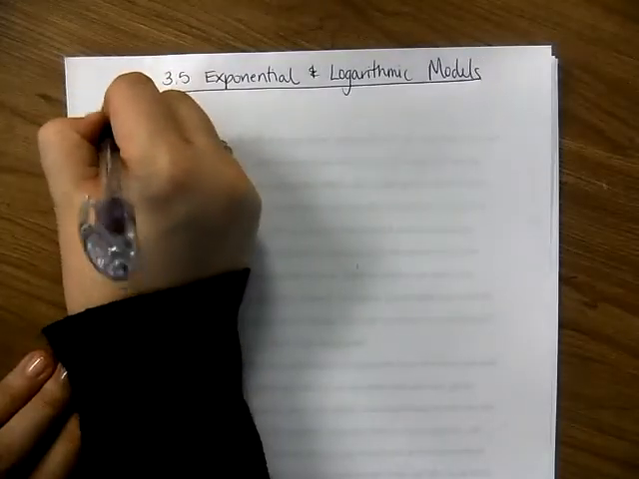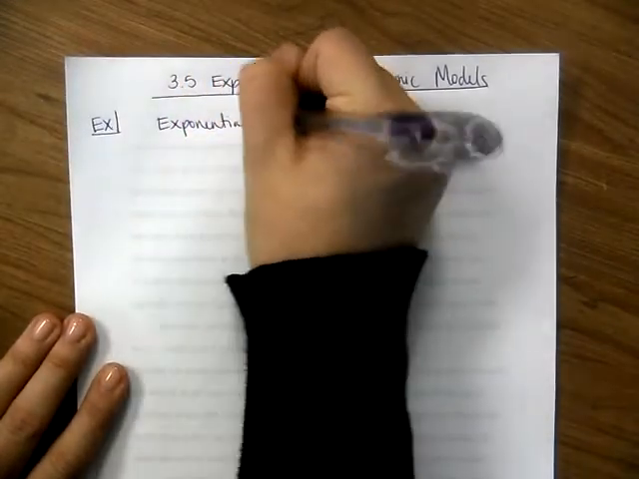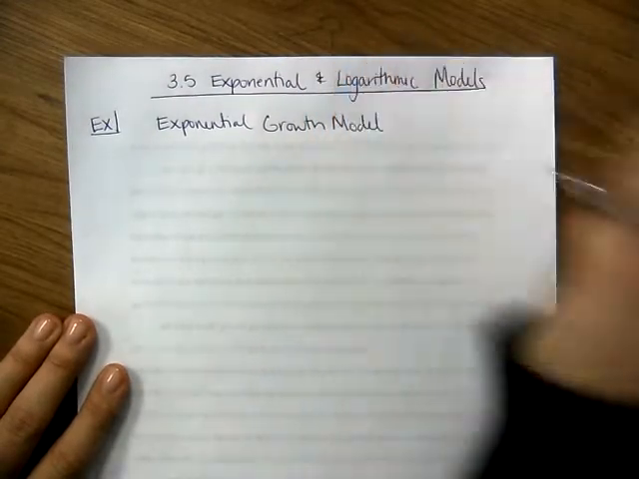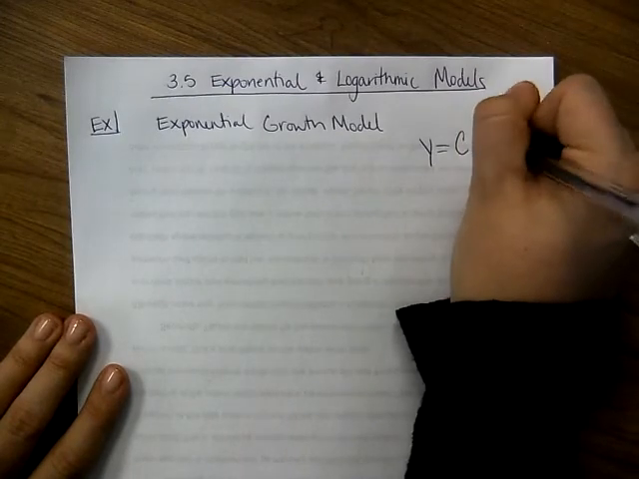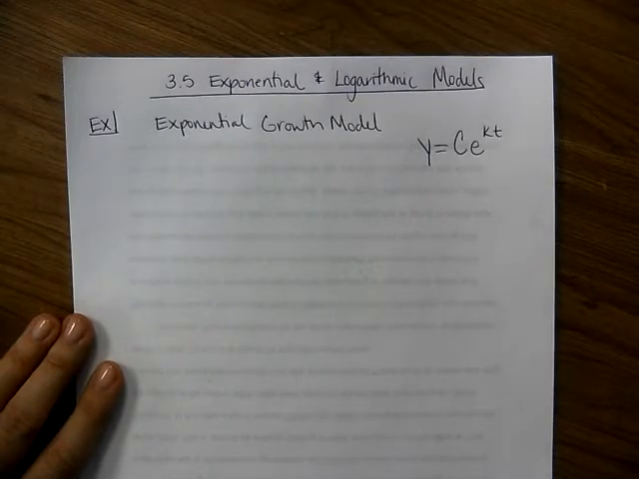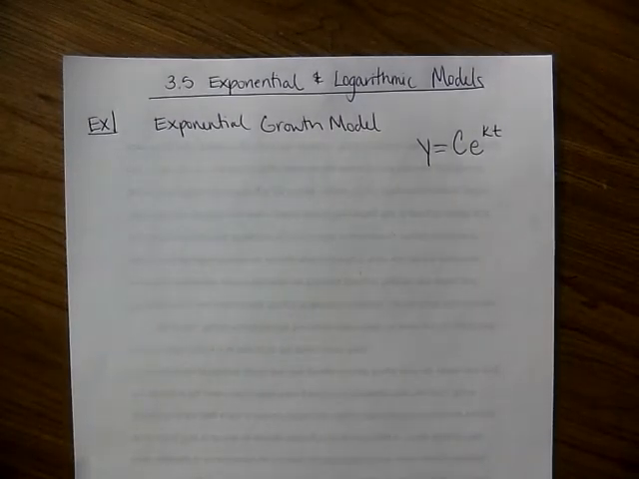So the first I want to talk about is the exponential growth model. That equation looks like y equals c times e to the kt. Just like we did on the 3.1, 3.2 quiz, I'm going to give you all of these equations. You just have to know how to use them and what the pieces represent. So you don't have to memorize any equations for this unit still.